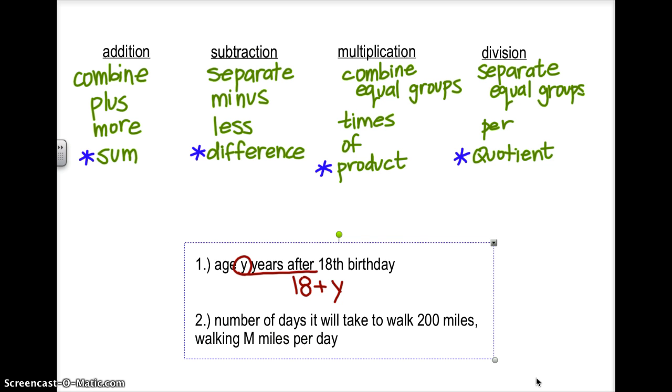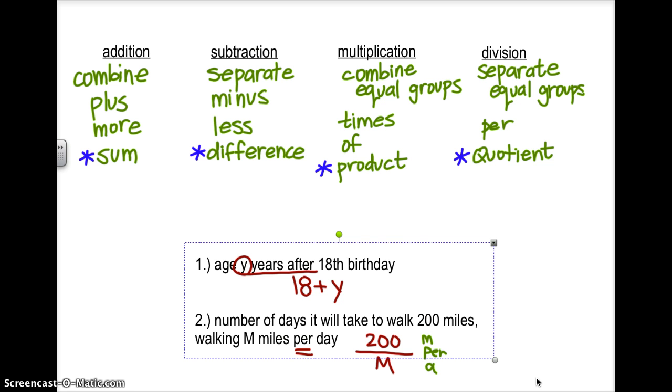Okay, the number of days it will take to walk 200 miles, walking M miles per day. There's that word per. You're walking 200 miles. 200 miles per means divide. Per M days. Divided by M days. Miles per day. Like miles per hour. 200 miles per hour. That's terrible. Don't ever do that. But that's that idea of per.